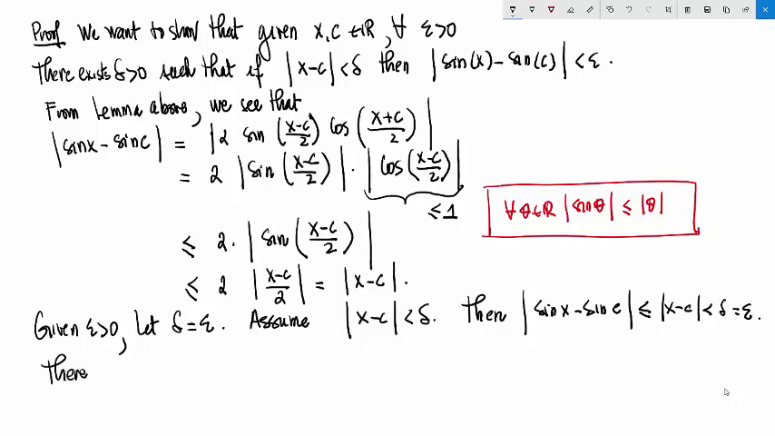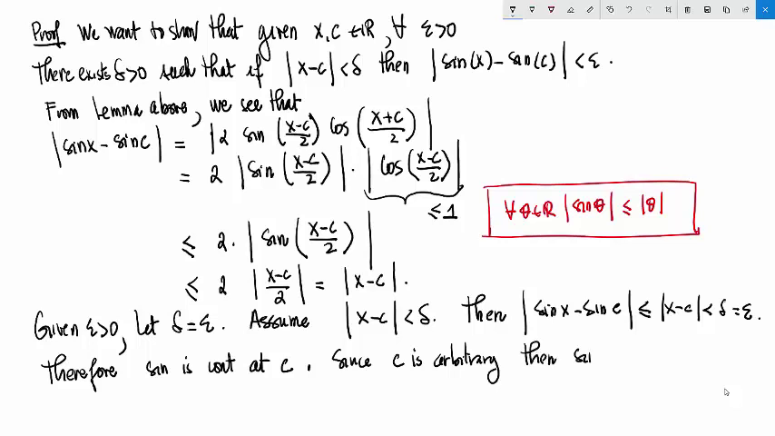Therefore, sine is continuous at c, and since c is arbitrarily chosen, we can conclude that sine is continuous on every real number. It's continuous on all R.